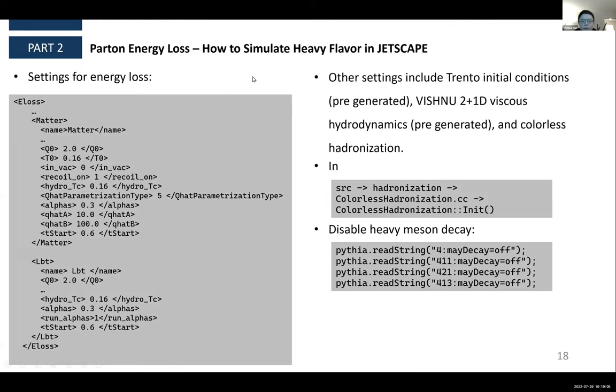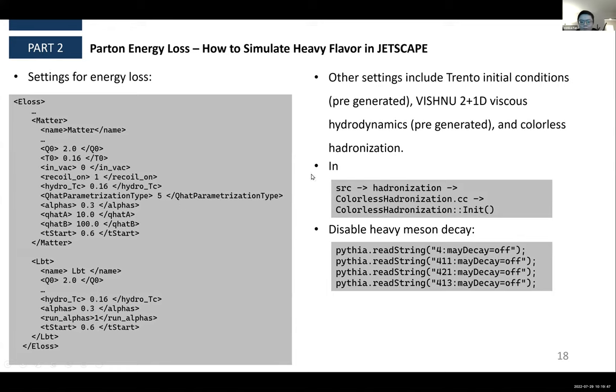And to simulate heavy flavor or parton energy loss in JETSCAPE using matter plus LPT, you need to assign those settings for the matter and LPT model in the user XML file, which I believe Amit will be talking about more in the hands-on session. This Q-hat parameterization type 5 indicates that we're using the virtuality dependent Q-hat parameterization that I have been talking about. And Q-hat A and Q-hat B are the C1 and C2 parameters.